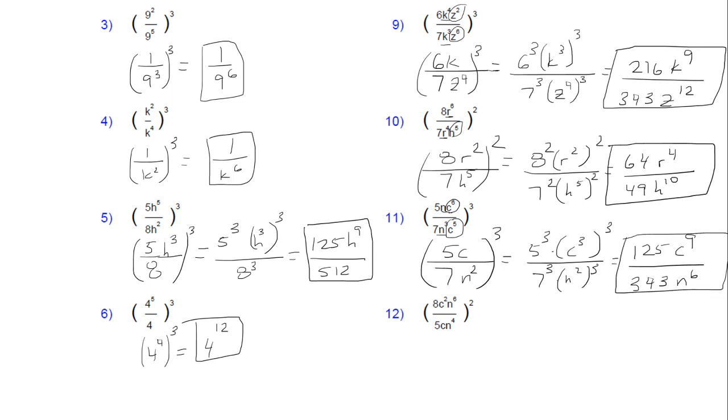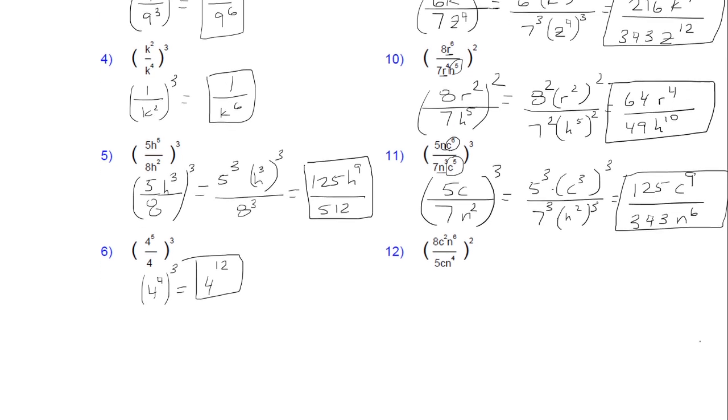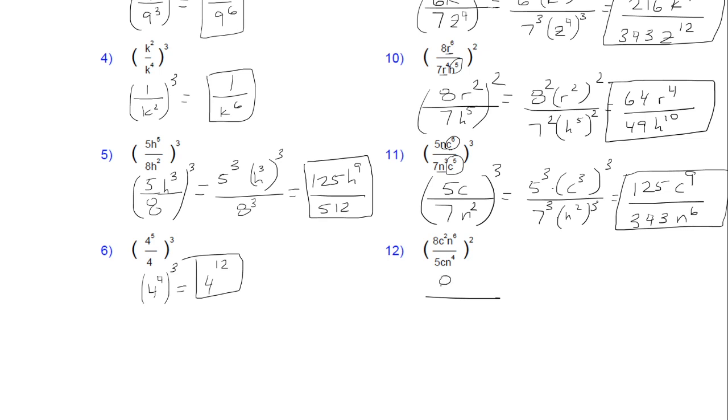Last one, we have, let's see, 8 over 5. Those cannot be simplified. C squared over c will just be c in the numerator. N to the 6th over n to the 4th will be n squared in the numerator.